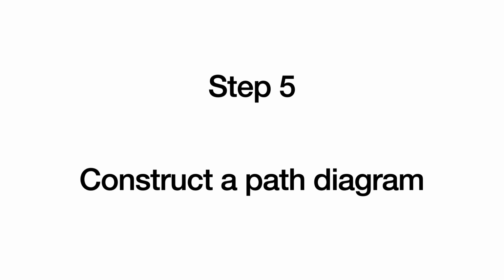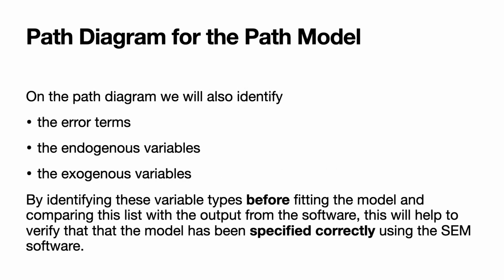Step 5, let's construct a path diagram for this path model. Now, on the path diagram, we will also identify the error terms, the endogenous variables, as well as the exogenous variables. By identifying these variable types before fitting the model and comparing this list with the output from the software, this will help to verify that the model has been specified correctly using the SEM software.